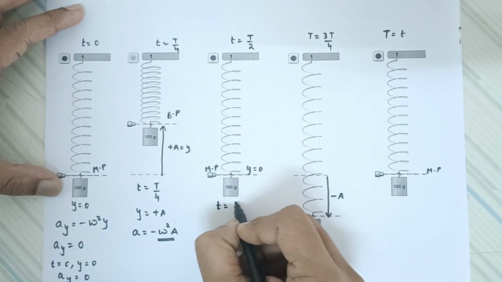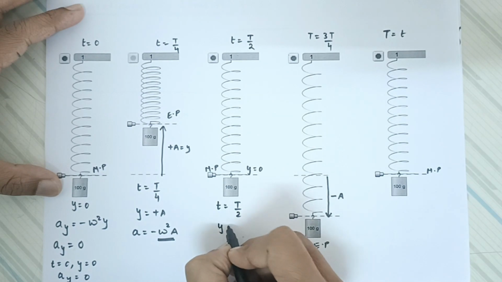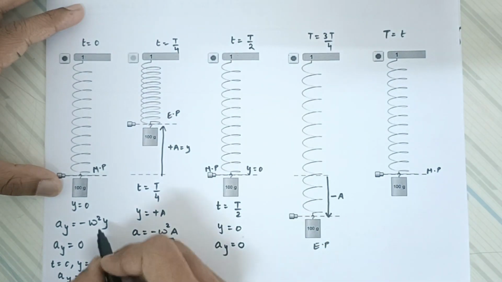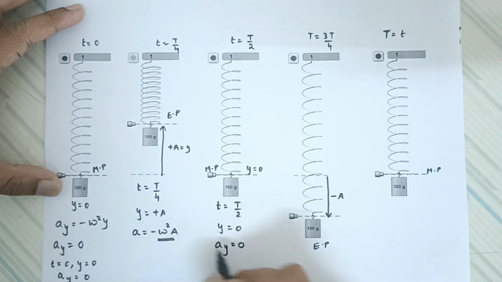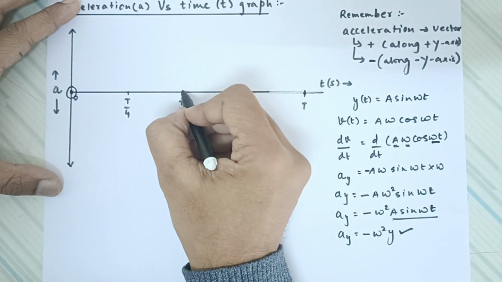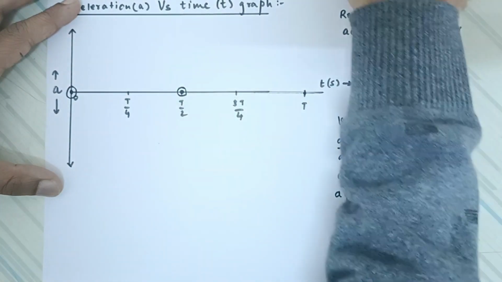At time T by 2, y is 0. So of course acceleration is going to be 0, because if I substitute 0, I am going to get this one. So these easy points I am going to plot first. At time T by 2, the acceleration is 0 again.